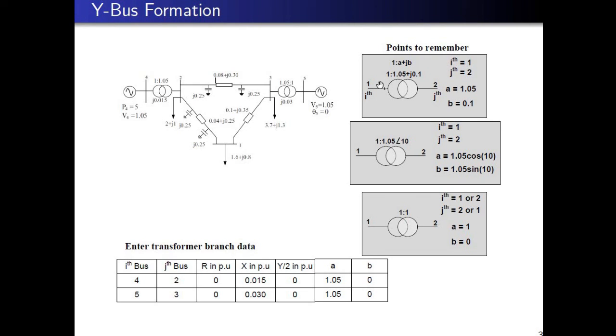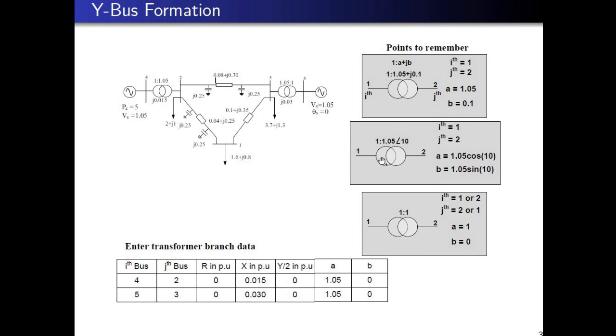Therefore, please remember, the bus connected nearer to the winding represented by 1 is the ith bus, and the bus connected to the other winding represented by A+jB, or in polar R angle theta, is the jth bus. Therefore, in this figure, ith bus is 1 because it is connected to the 1, and jth bus is 2 because it is connected to the winding 1.05+j0.1. And A is here the real part, 1.05, and B is 0.1 here.